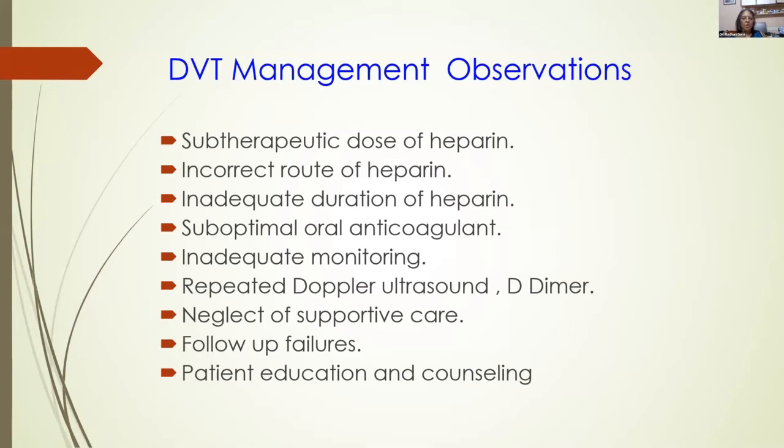Suboptimal oral anticoagulation is again one reason for inappropriate management of DVT. Inadequate monitoring happens if INR is not done regularly as advised. Repeated Doppler ultrasounds every 7 days, every 1 month are unnecessary, and neither is D-dimer estimation required. So this is not necessary at all.